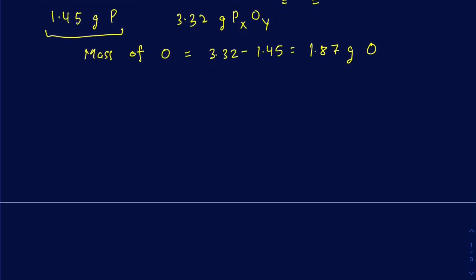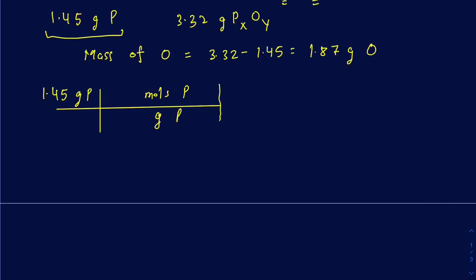So let's start with finding the moles for the phosphorus. Let's start with writing down 1.45 grams of phosphorus, and we're going to need to change this to moles of phosphorus. So I would put moles of phosphorus on the top, and I want to get rid of grams of phosphorus, so put the grams of phosphorus on the bottom. And then what number do we want to have here?